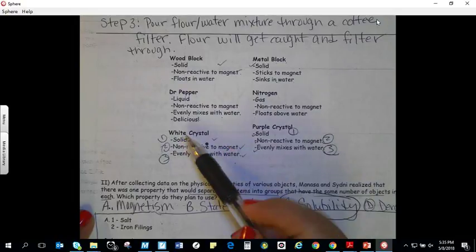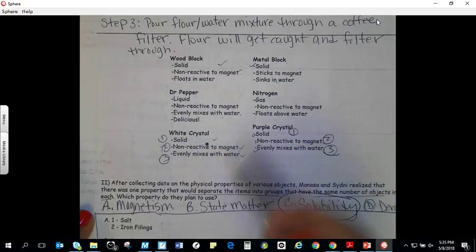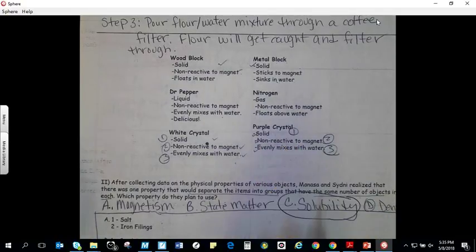And so they're both a solid, both non-reactive, and both mix evenly. So there's 3 items in this powder. And so we can actually just dissolve it and then be able to separate.